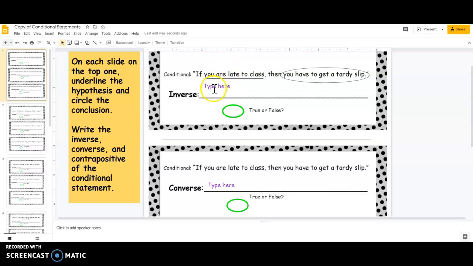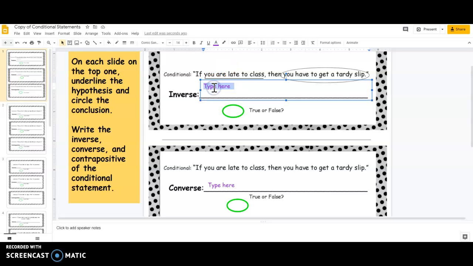Okay, so then we're going to write the inverse. And if you look back at your notes, the inverse negates both the hypothesis and the conclusion. So the negation means you are saying the opposite of what's there. So if you are not late to class, then you don't have to get a tardy slip. Okay, and at this point in time, I'm not going to worry about the true or falseness of the statement. Okay, so there's the inverse.